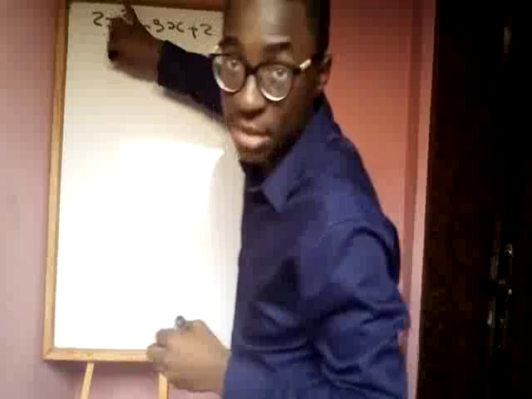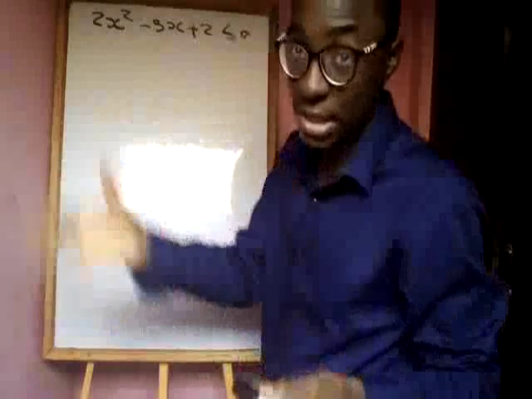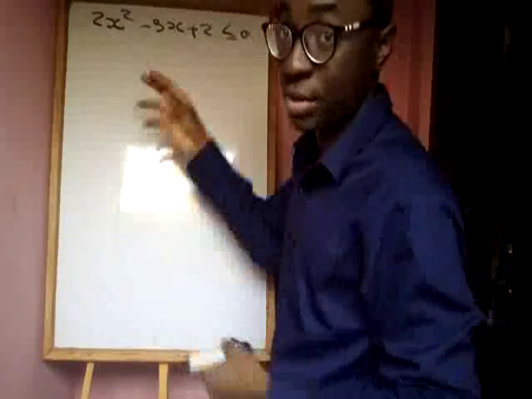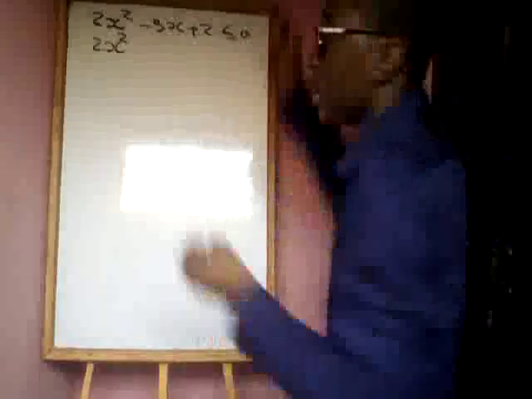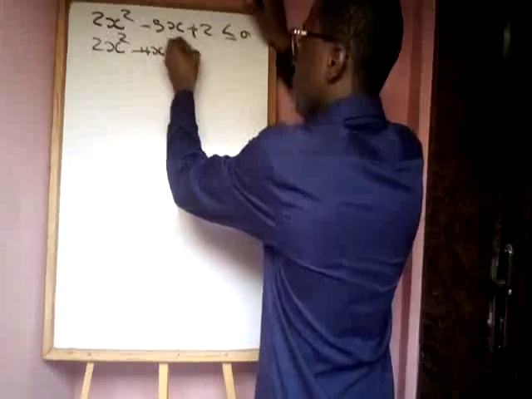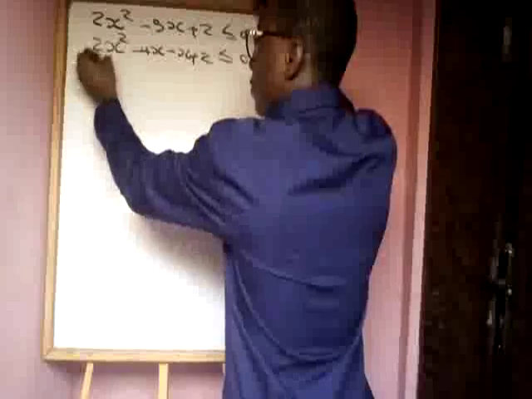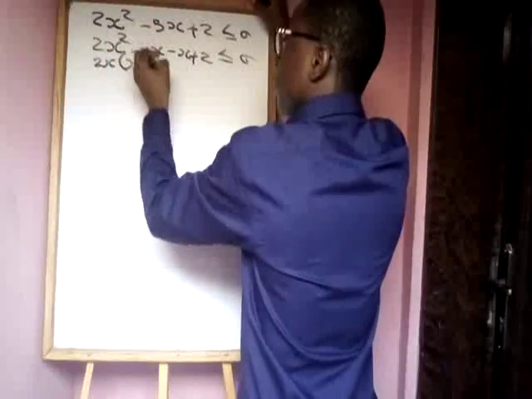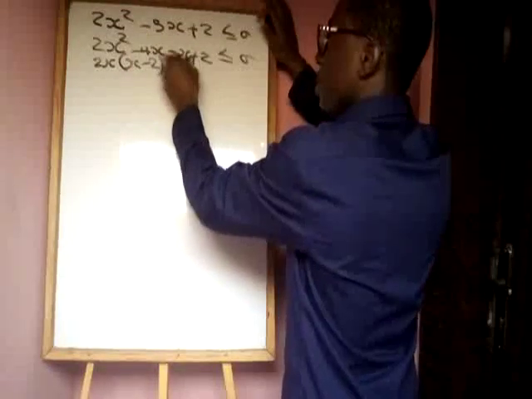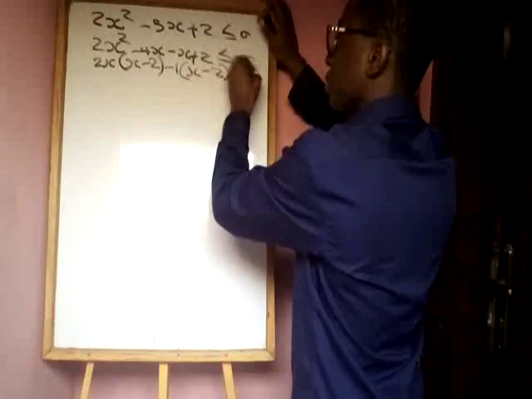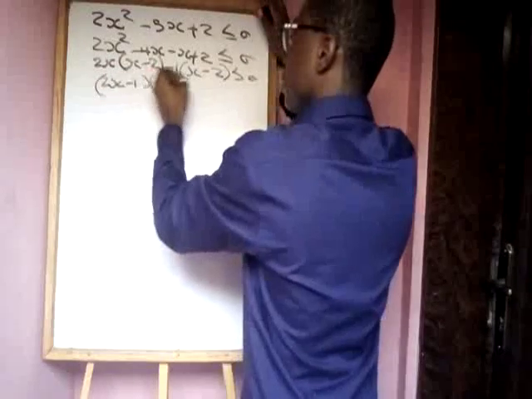We multiply the first and last term, and look for two factors whose product will give us the multiplication of the first and last term, and whose sum will give us the middle term. So in this case, by trial and error, those terms will be minus 4 and minus 1. So 2x squared minus 4x minus x plus 2 is less than or equal to 0. Factorizing the first two, 2x is common: 2x(x minus 2), then minus 1(x minus 2), less than or equal to 0. So at the end of the day, we have (2x minus 1)(x minus 2) less than or equal to 0.